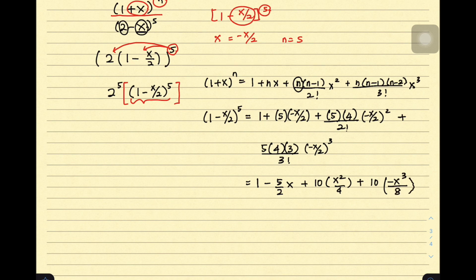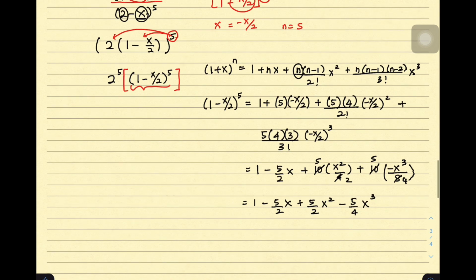Alright, so kita simplify. Yang ini dengan ni boleh kecilkan, dia jadi 5/2. Ini dengan ni pun boleh kecilkan, dia jadi 5/4. Okay, so kita ada 1 minus 5 over 2x plus 5 over 2x square, minus 5 over 4x cube. Alright, so now bila awak dah siap expansion ni, awak jangan lupa yang ini duduknya dekat sini.